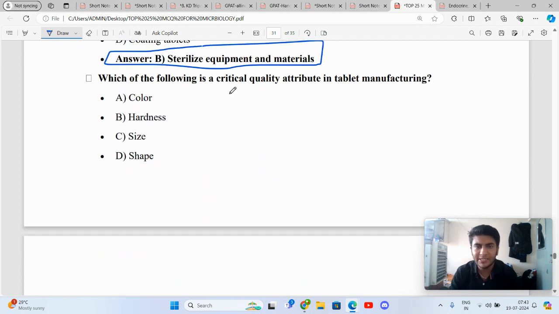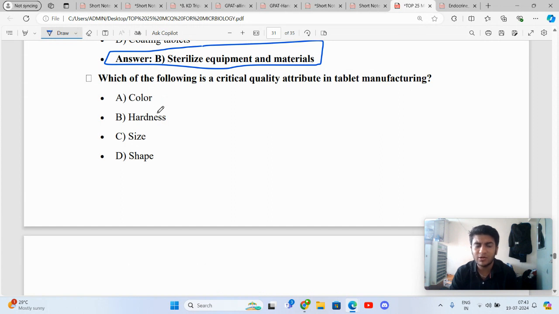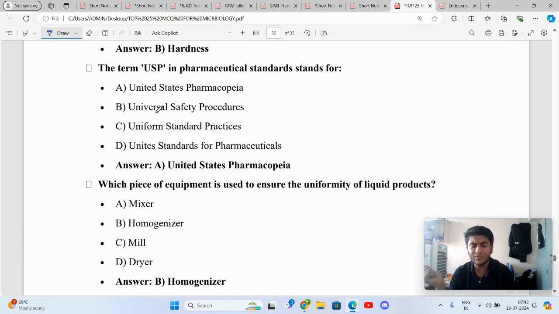Next, we have critical quality attributes in tablet manufacturing. Critical quality attributes are not organoleptic. They can be dependent on, or related to, the quality. So it is hardness. Hardness is a kind of CQA, critical quality attributes. You can even quantify the hardness, that it is this percent hard.